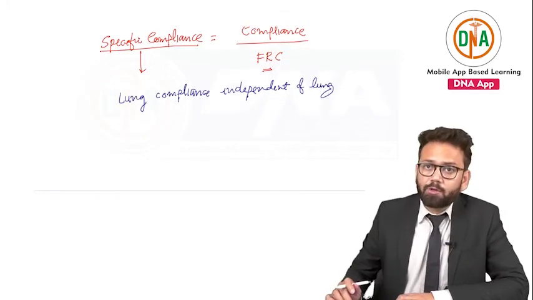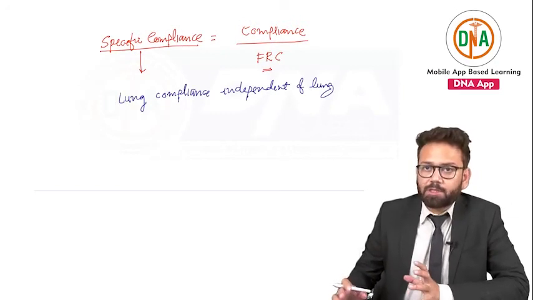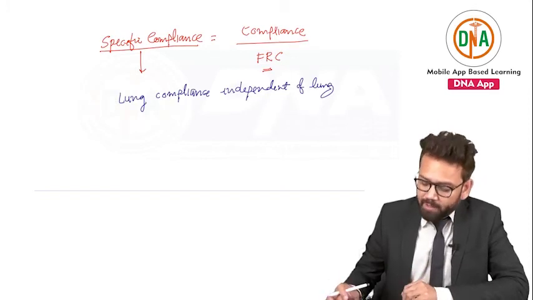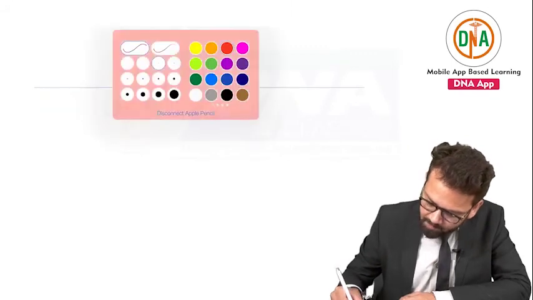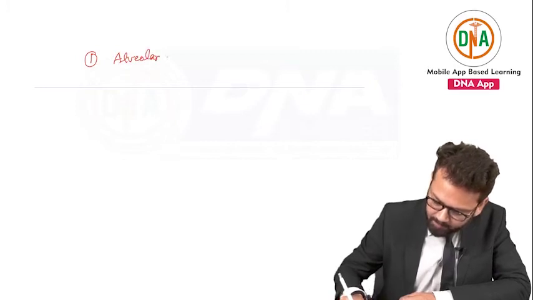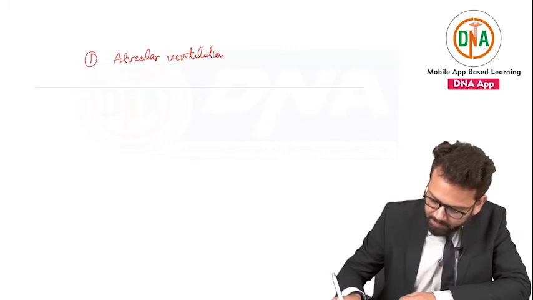Okay. Now there are different terms to understand like alveolar ventilation, minute ventilation, maximum voluntary ventilation, breathing reservoir. So we should know all these terms also. So number one, what is alveolar ventilation?